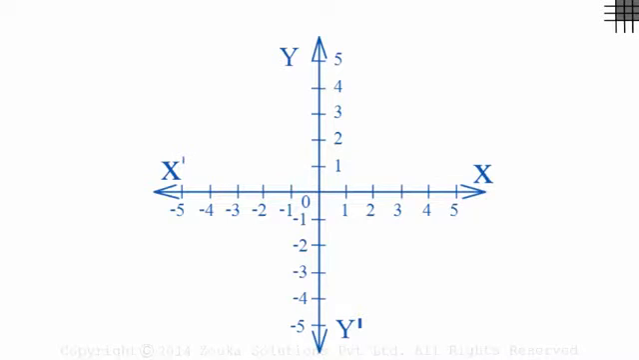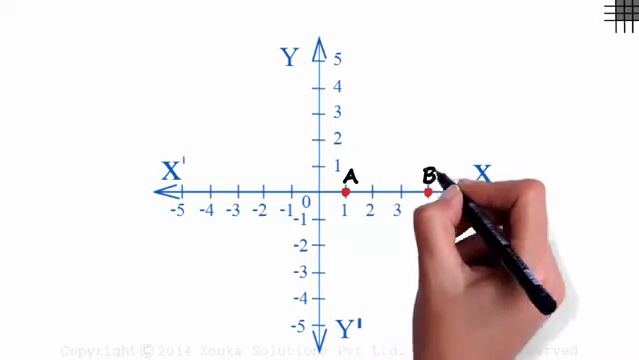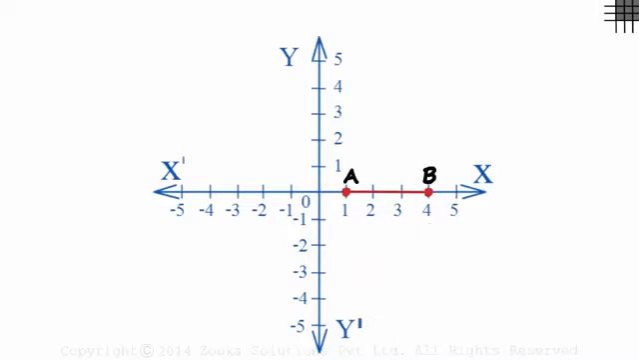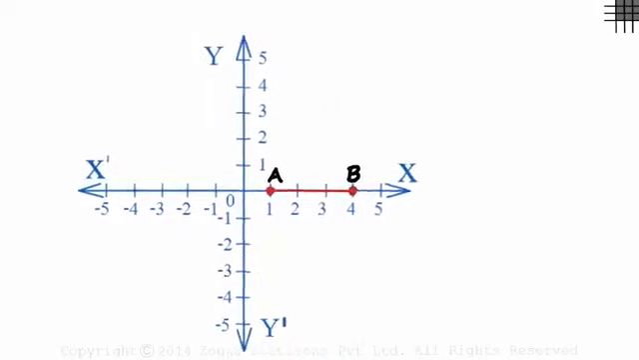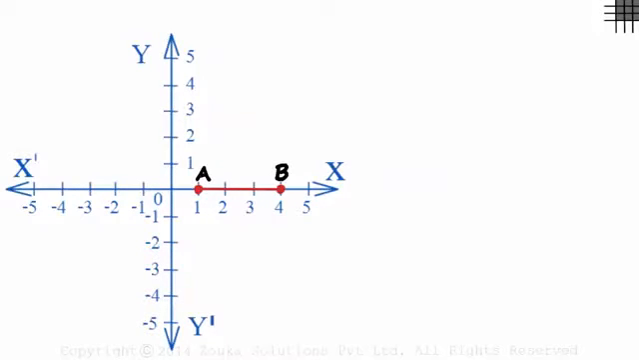This is a coordinate plane, 2 axes and 4 quadrants. How do we find the distance between any 2 points? Say we have 2 points A and B. How do we find this distance? It's pretty simple. Let's calculate the distance on the right-hand side of the whiteboard.